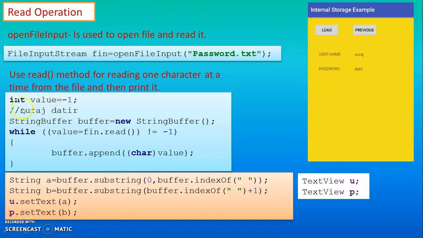For that you have to do the code like that. You can declare one variable with initial value, that is -1, and suppose user is entering here Suraj Datir.